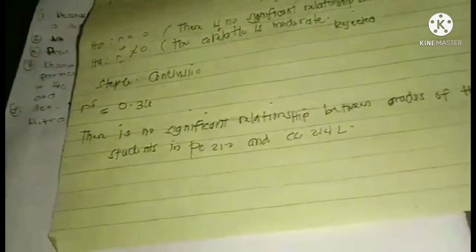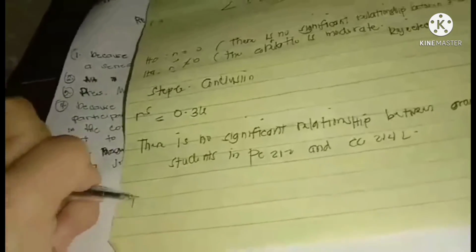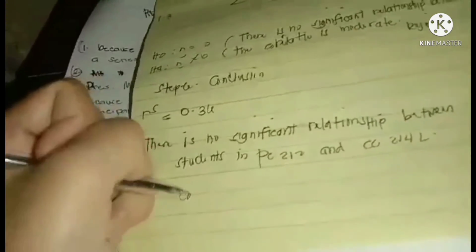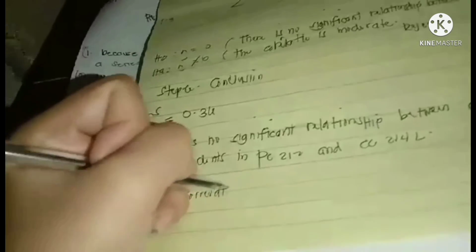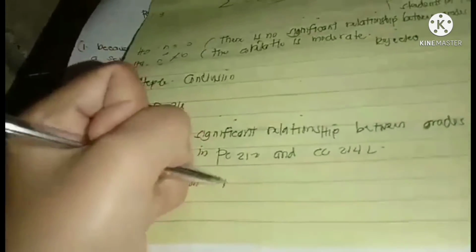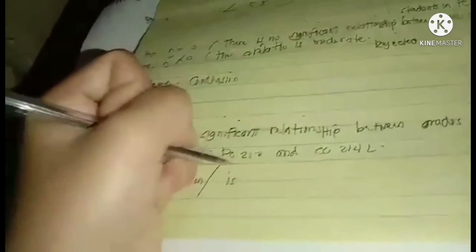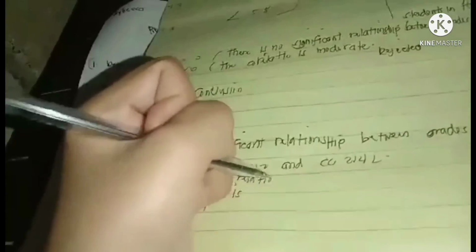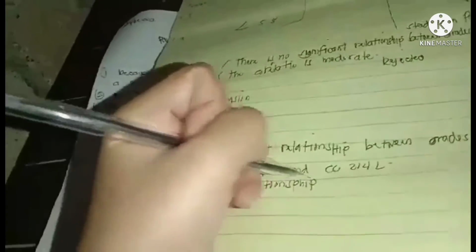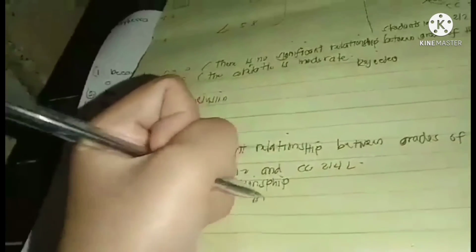So, what degree is the relationship or correlation? The correlation or relationship, same thing, is moderate.